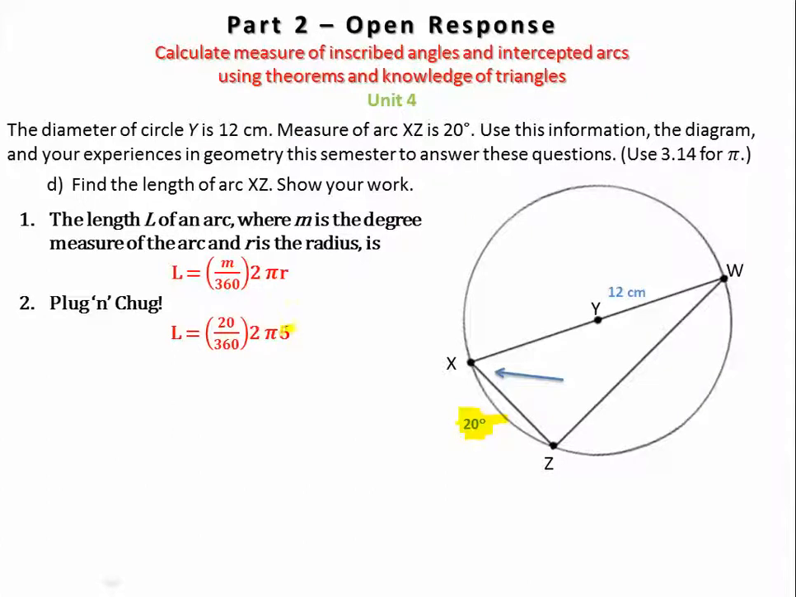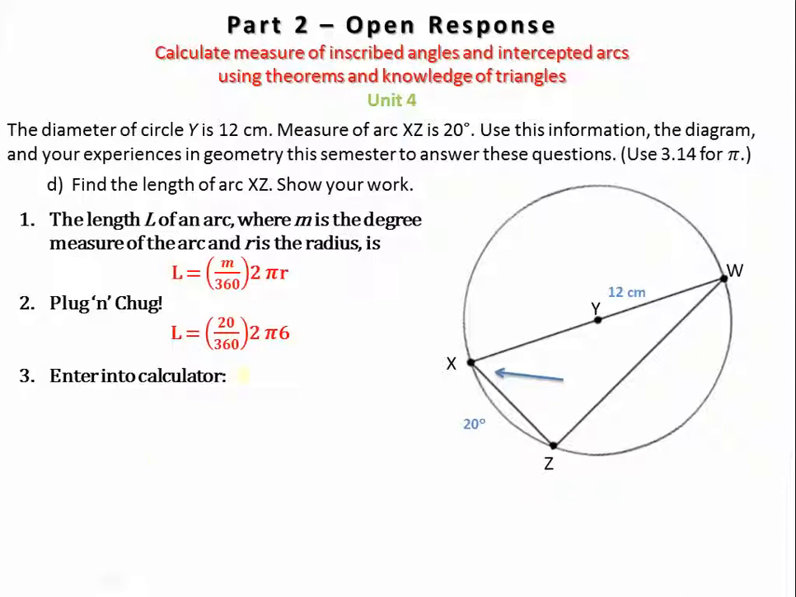Now then, you're going, well, where did you get that 6? That's not in the diagram anywhere. Well, if you look here, they told me that the diameter of circle Y is 12. Our radius is always half the diameter. So 12 divided by 2 is going to give me 6. So that's where the 6 came from.